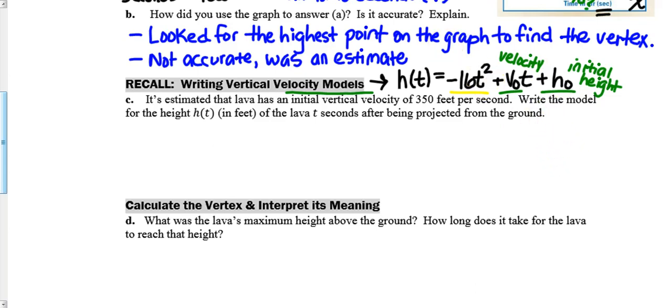So reading for information, do you see velocity? Well, estimated lava initial, oh look, check it out, initial vertical velocity of 350, so that's v naught. So we can start writing the model. H of t equals negative 16 t squared plus 350 t, plugging in velocity. And by the way, if you have a highlighter, you might want to highlight this or put it in a box because it's going to be very important for us moving forward.